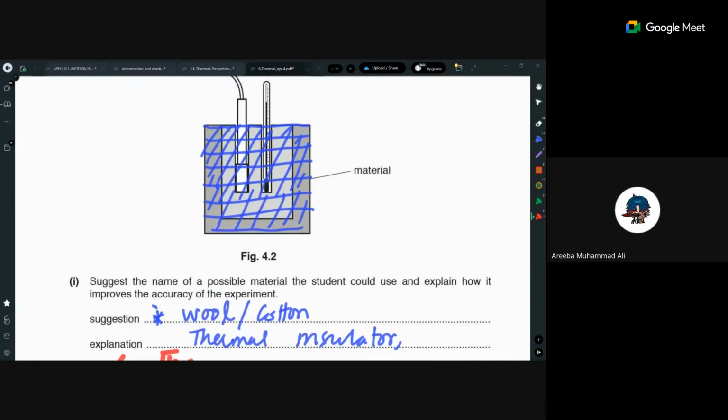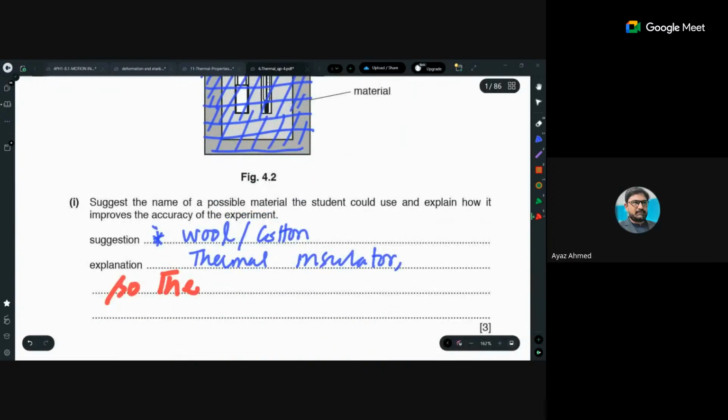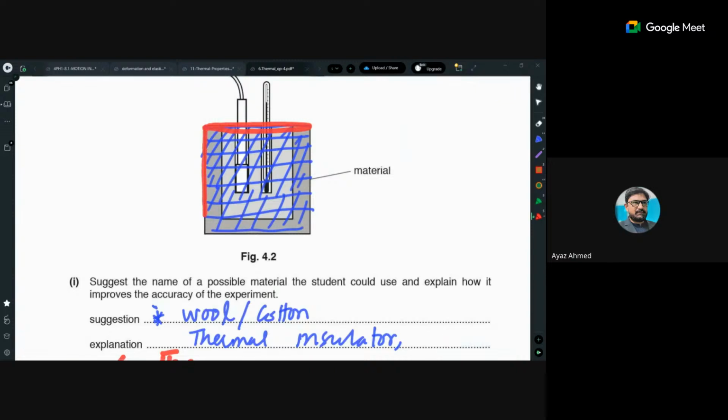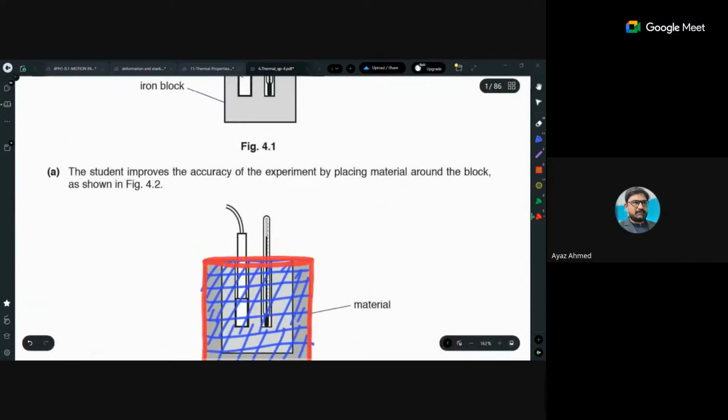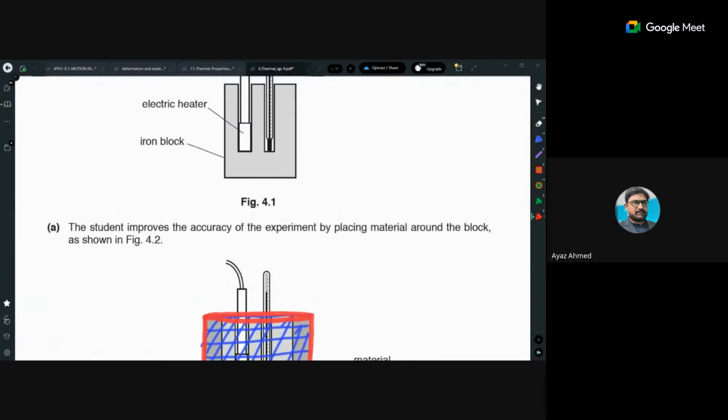Okay, do you know what? Wool and cotton. They're thermal insulators, right? Cotton, polystyrene, anything that will not let the heat flow out. So in this way, all the heat provided by the heater would be retained inside the block.